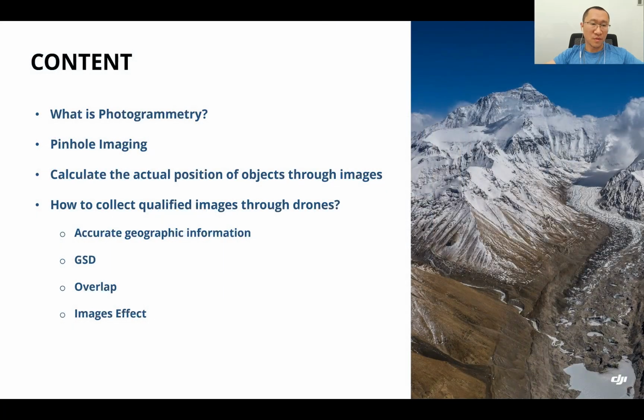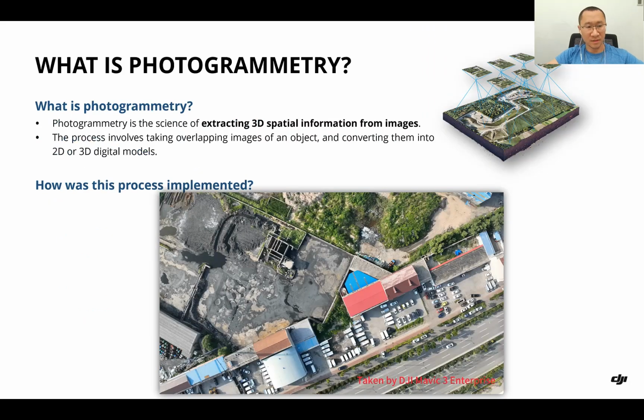In this course we will talk about what is photogrammetry, the pinhole imaging, and how to calculate the actual position of objects through images, and how to collect qualified images through drones. So let's get started. First question, what is photogrammetry?